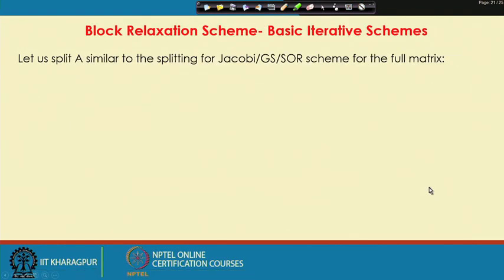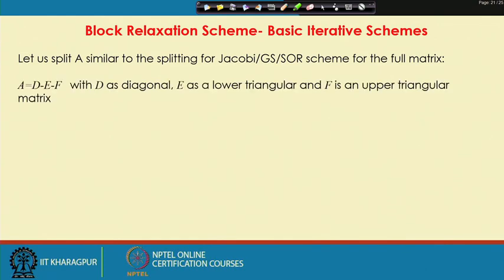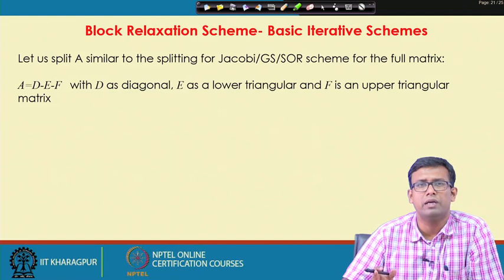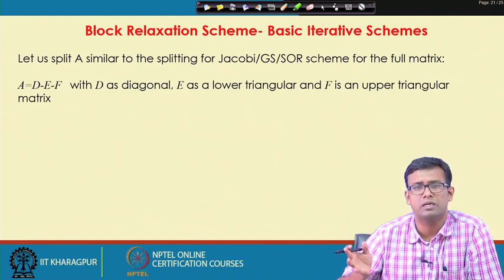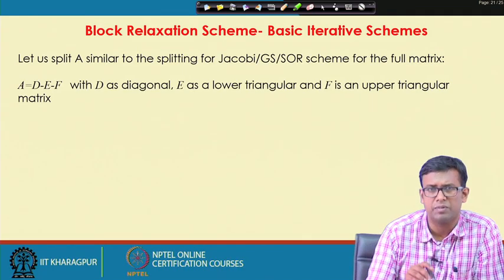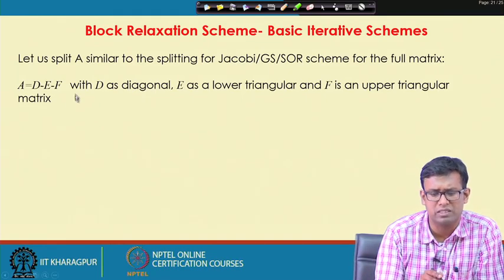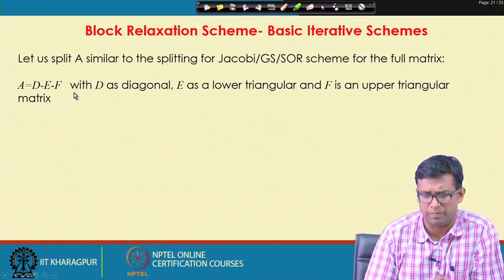Let us split A, similar to the splitting of Jacobi, GS or Schwarz scheme of the full matrix, that is A = D - E - F, D is the diagonal, E is the lower triangular, F is the upper triangular matrix. Based on our scheme, whether it is Jacobi or Gauss-Seidel, we will multiply the last guess value with E plus F. But we can revise the discussion on basic iterative methods. This is the standard splitting for Jacobi or Gauss-Seidel.